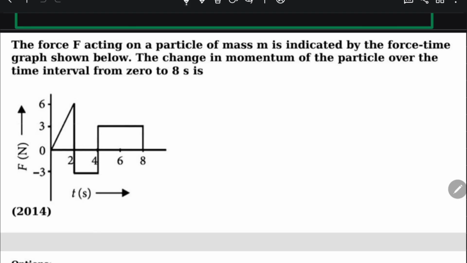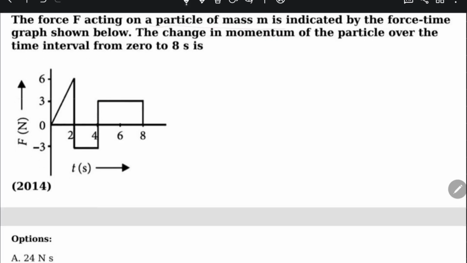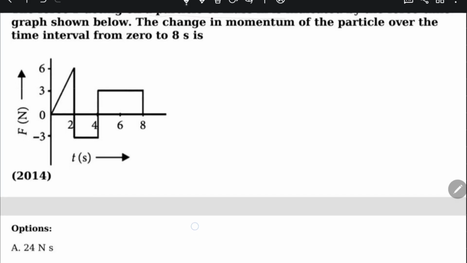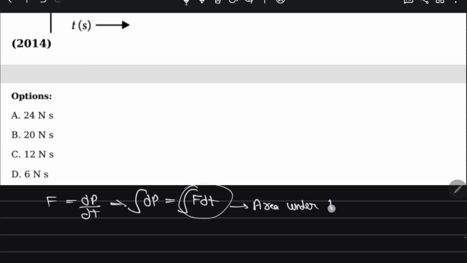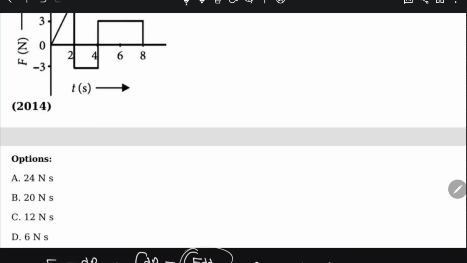This is a 2014 question. The force F acting on a particle of mass m is indicated by the force time graph as shown in the figure below. The change in momentum of the particle over the time interval 0 to 8 seconds. So they are asking the change in momentum. We know that force is basically dp by dt. If I have to find dp, that is force into dt. If I do the integration, the area under the curve gives the change in momentum. So we have to find this area.